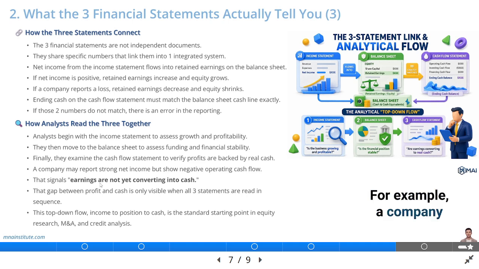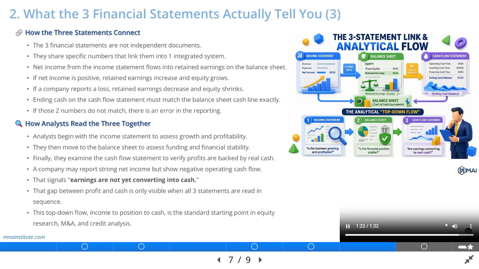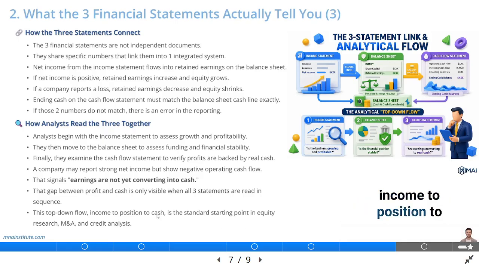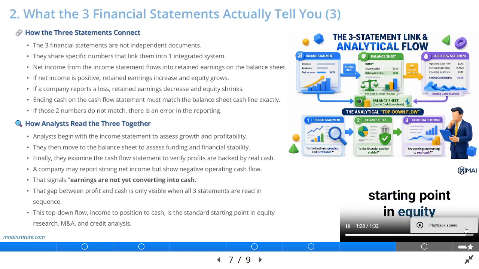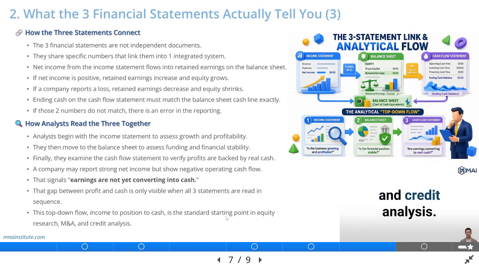For example, a company may report strong net income but show negative operating cash flow, which signals that earnings are not yet converting into cash. That kind of gap between profit and cash is only visible when all three statements are read in sequence. This top-down flow, from income to position to cash, is the standard starting point in equity research, M&A due diligence, and credit analysis.